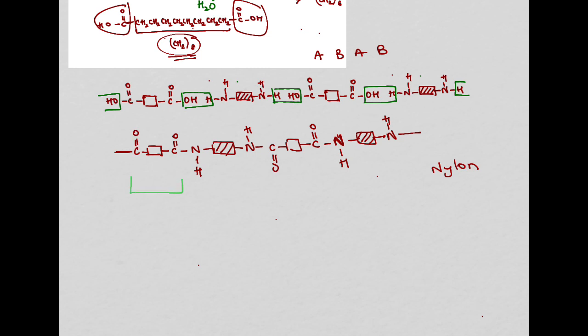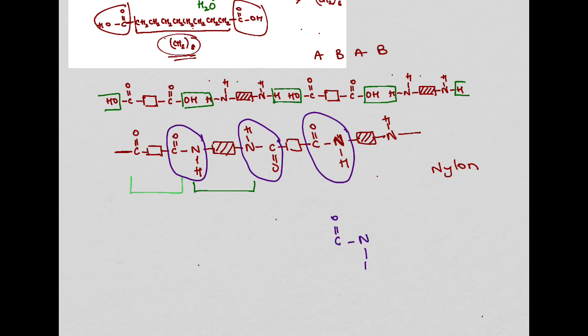My alternating groups here. This is my carboxylic acid. This is from my dicarboxylic acid. And this is from my diamine. And what you have over here, this is very important. I have this linkage here. This is called the amide linkage. So C double bond O and H. This is called amide linkage. This is why nylon is called a polyamide.